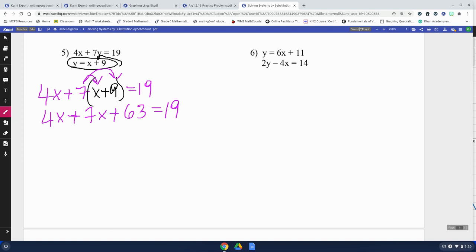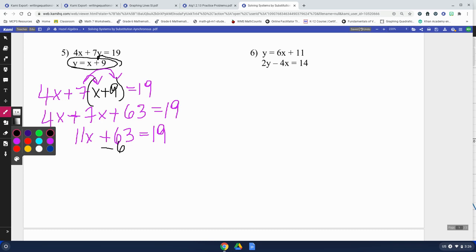So now let's solve this equation. So we have 11x plus 63 equals 19. In order to solve, we're going to have to minus 63 from both sides, right? So 19 minus 63 is negative 44. So 11x is equal to negative 44. Divide by 11, divide by 11. X is equal to negative 4.